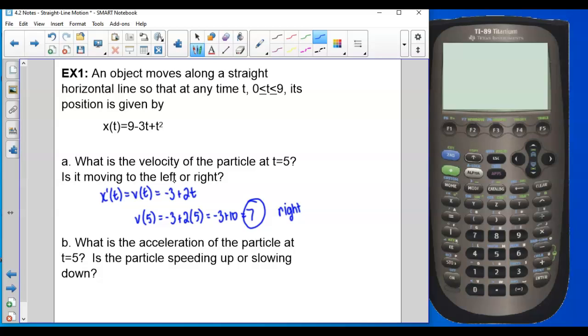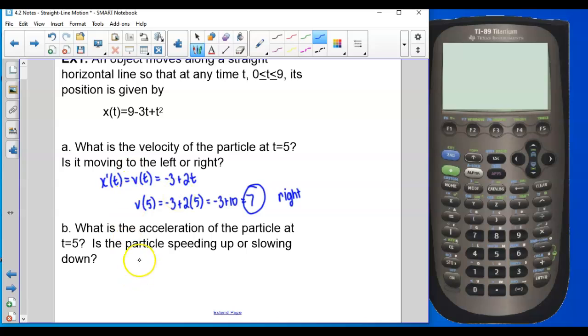This also asks me for the acceleration of the particle at t equals 5, and I want to know if the particle is speeding up or slowing down. So if I take the second derivative of x of t, or that's the same as the first derivative of velocity, I'm going to call it a of t. If I take this derivative, I'm just taking the derivative of negative 3 plus 2t, which is just 2. And so a of 5 is going to be the same as the acceleration at all points. It's just 2. Okay, and so here, this is our acceleration, very straightforward to find.